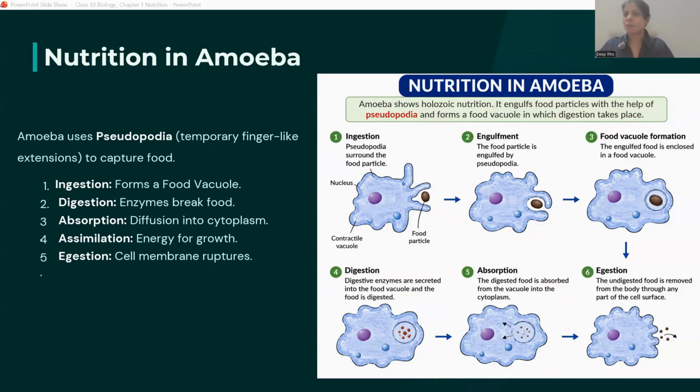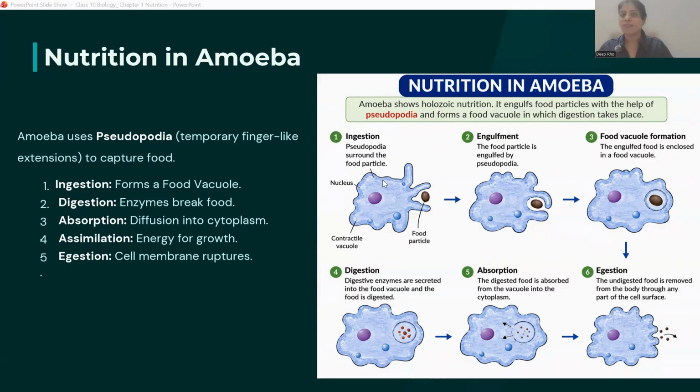Now, nutrition in amoeba. Amoeba is a unicellular organism. A single cell performs all the activities. But in higher organisms like humans, which are multicellular, different organs and different cells perform different activities. In nutrition, there is a unicellular, single-celled organism.